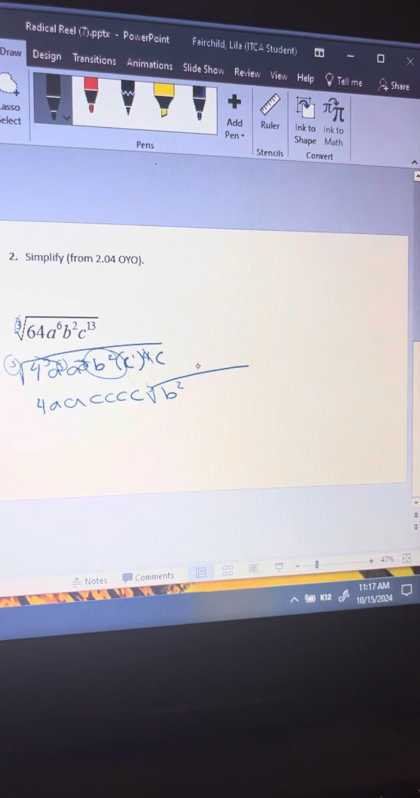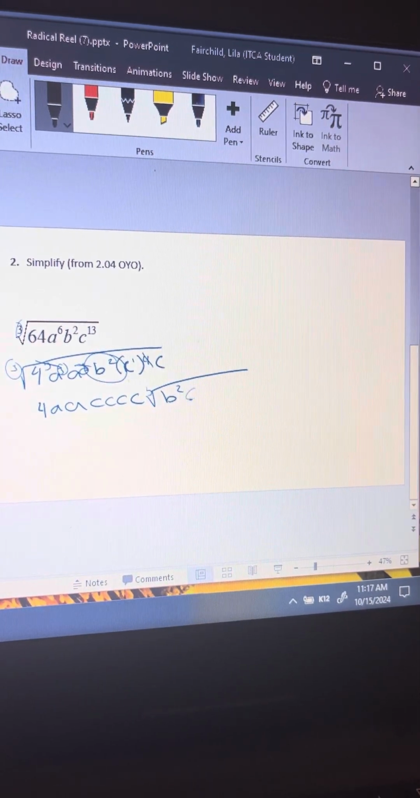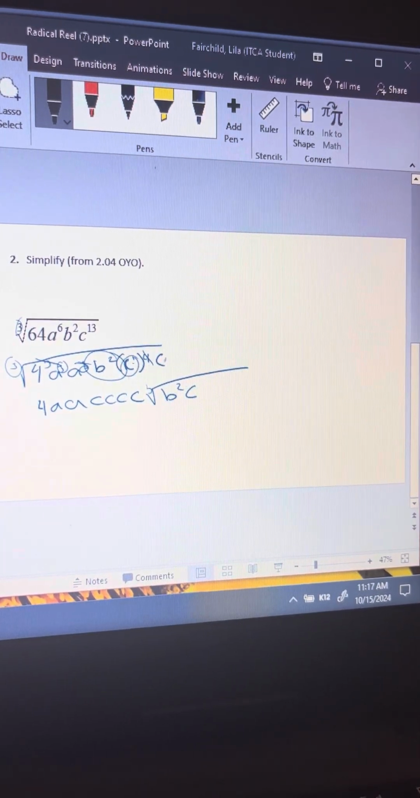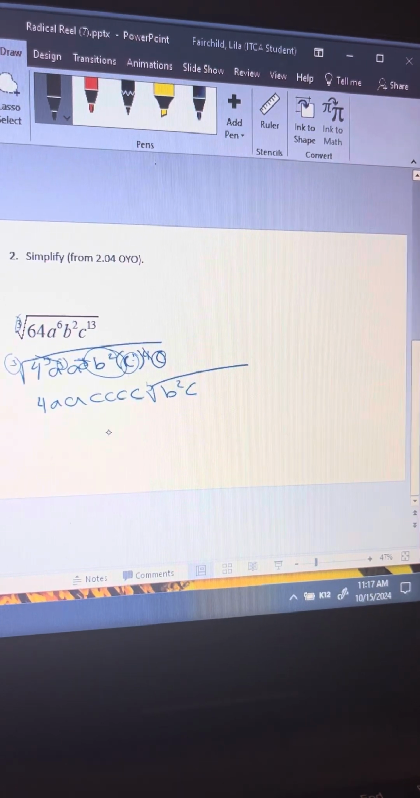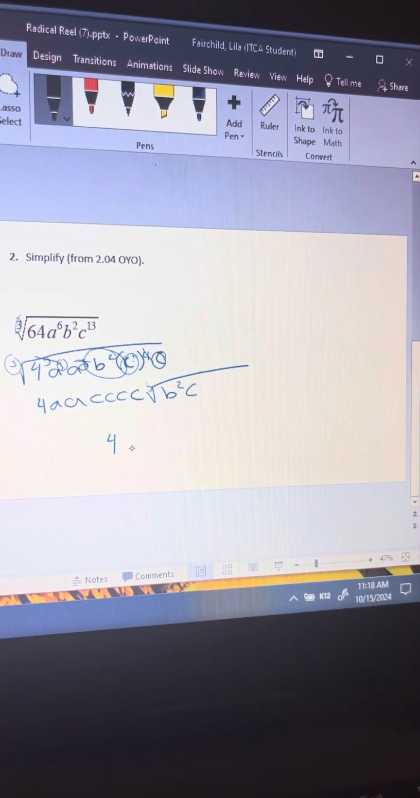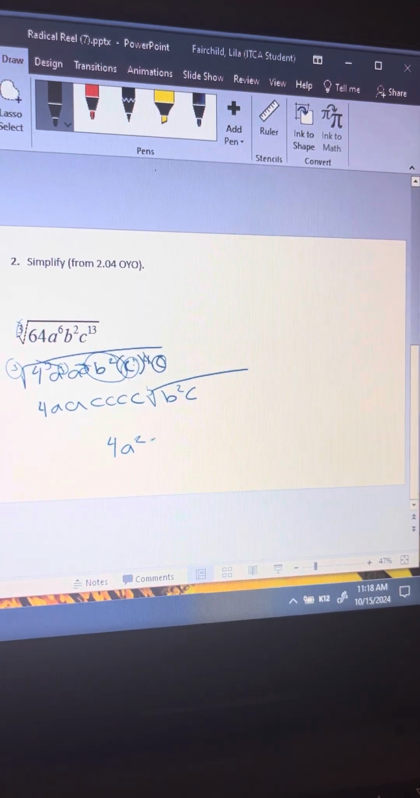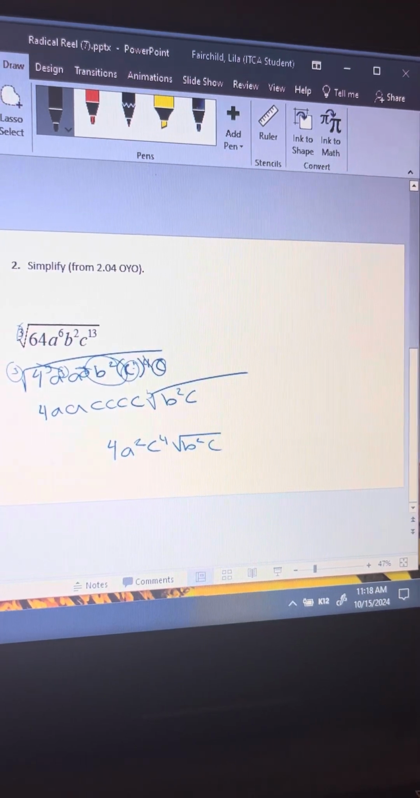And then for the c's, we're just going to do c right there, because there are two c's. And so then to simplify that even more, you could do just 4 and then a to the power of 2, and then since there's 4 c's, c to the power of 4, and then b to the power of 2 and c. And that's the answer.